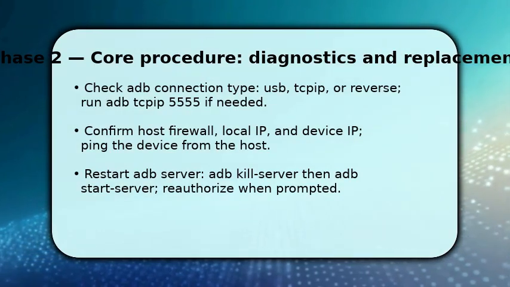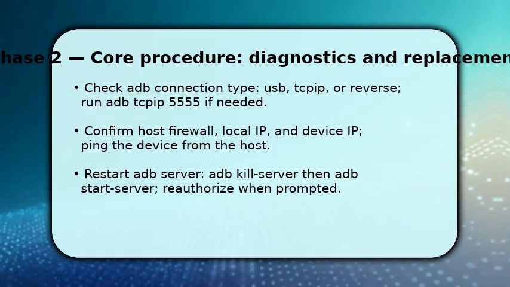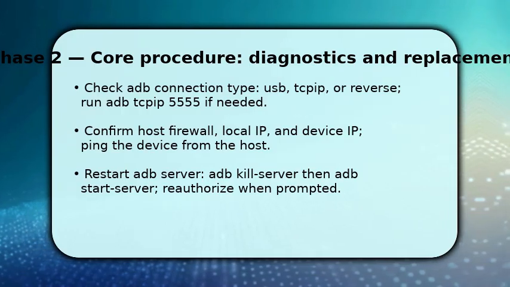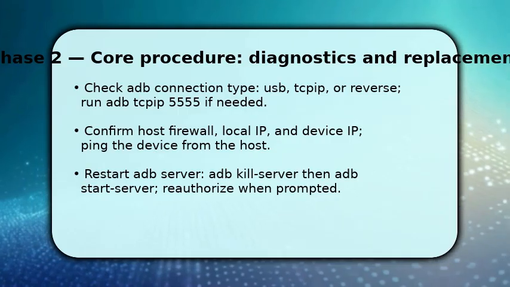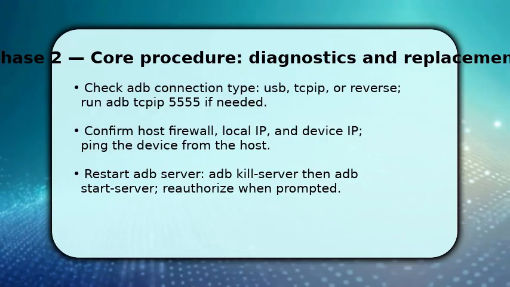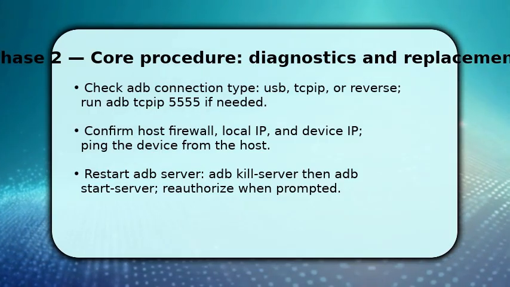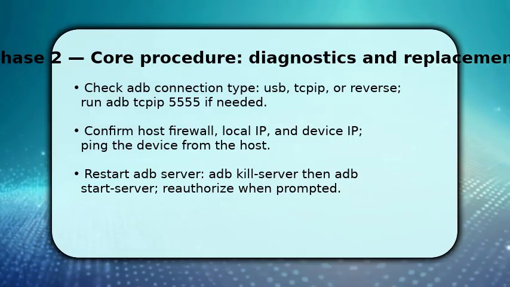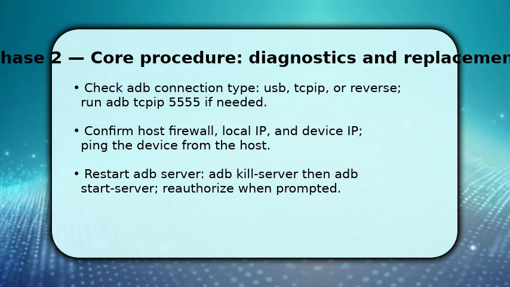If you use ADB over TCP/IP, run adb tcpip 5555 and get the device IP in settings. Ping that IP from the host to confirm basic reachability. If ping fails, fix Wi-Fi or hotspot settings. Also check the host firewall and any VPNs that may block port 5555. Restart the ADB server with adb kill-server, then adb start-server.